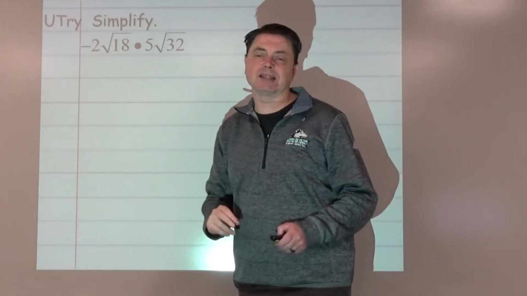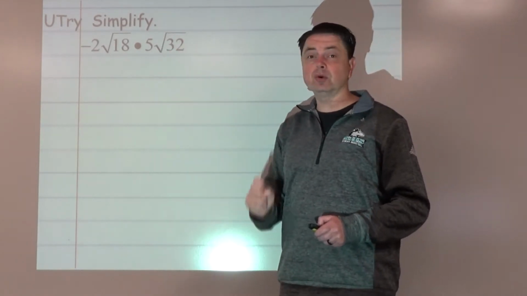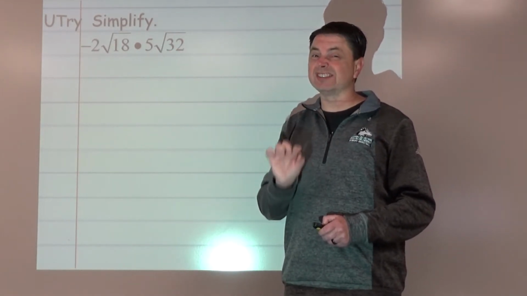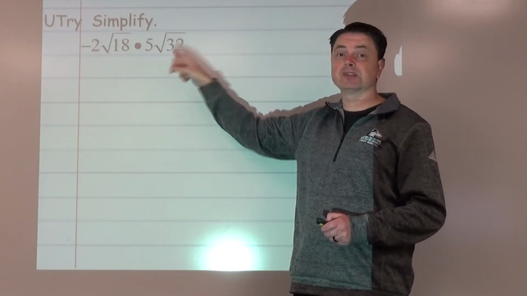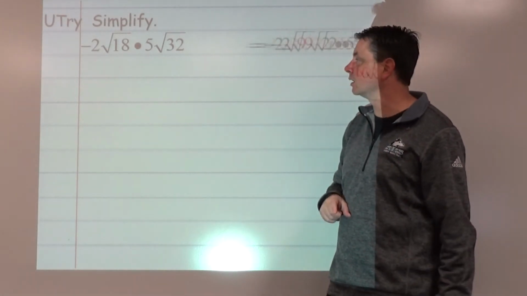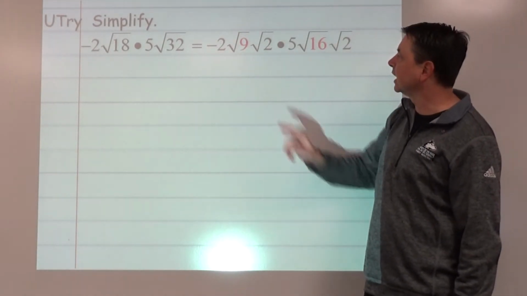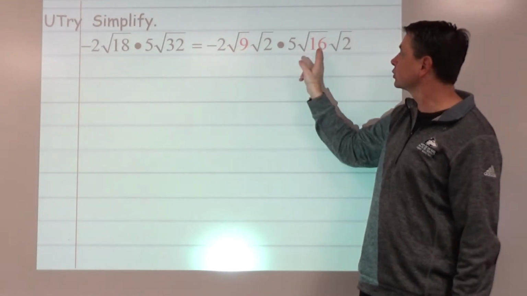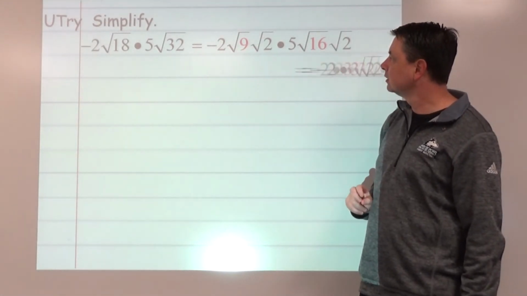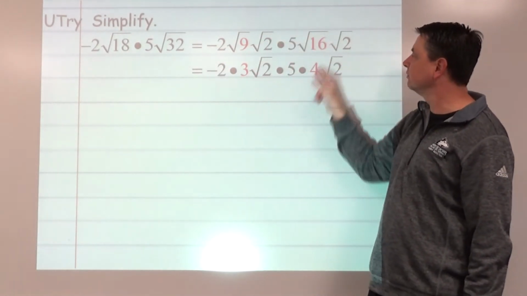So if we're thinking about the 18, that's going to be 9 times 2. 32, again, watch out. 4 is not the best that we could do on that one. 16 times 2. 16 is a red number. It's a perfect square. So we're going to break it up that way. And then we've got square root of 9 is 3. Square root of 16 is 4.